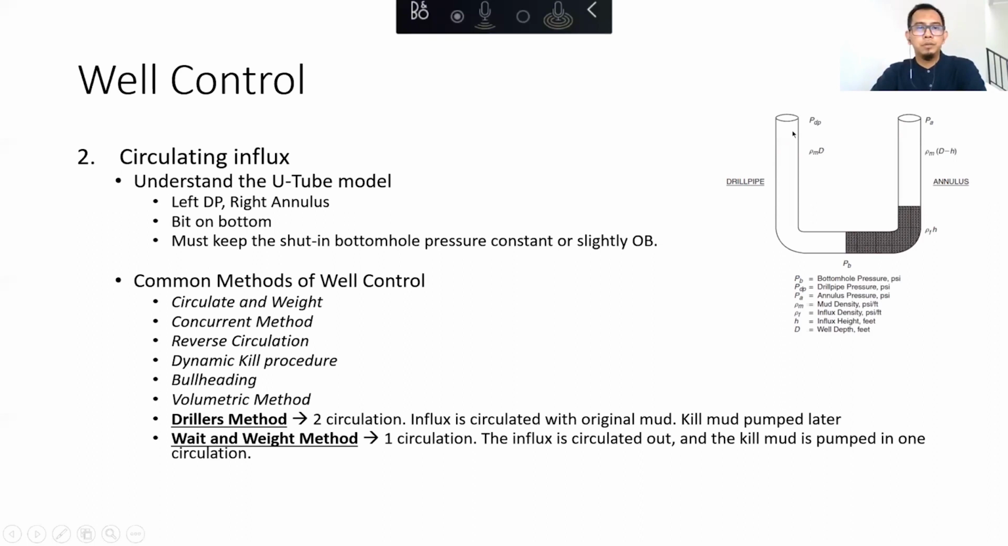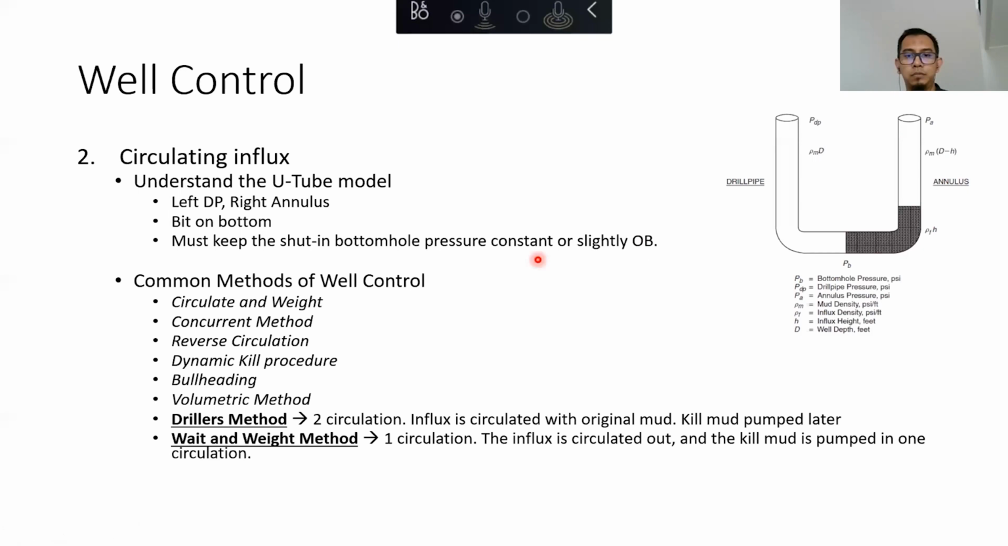Understanding the U-tube, you must keep the shut-in bottom hole pressure constant or slightly overbalanced. So what you want to target when you see this U-tube is to have as small a volume as possible of the influx in our annulus. So we need to maintain or try to reach where the bottom hole pressure is constant, constant meaning it's similar to the condition where the well is not in influx condition or the well is not in kick condition. Or even better, if you can go slightly overbalanced. So that's the target.